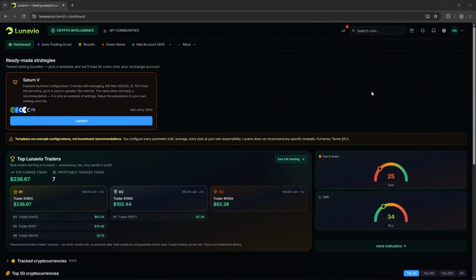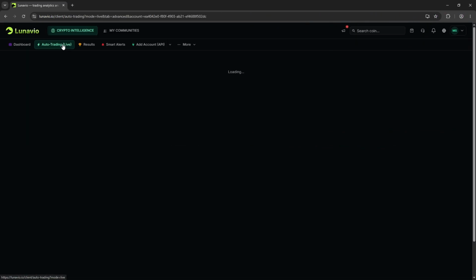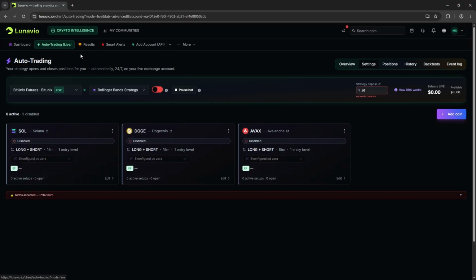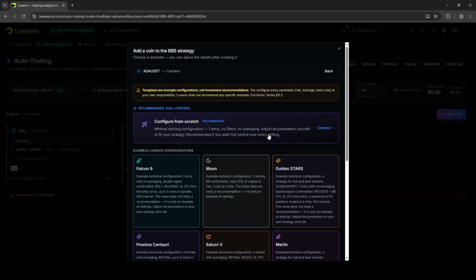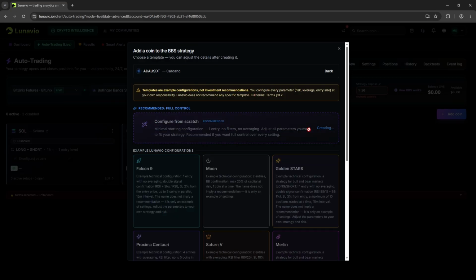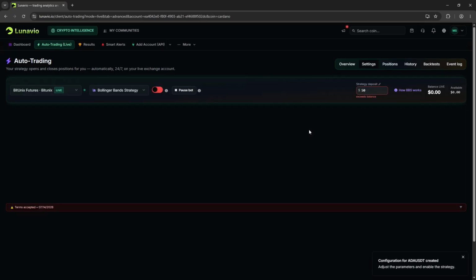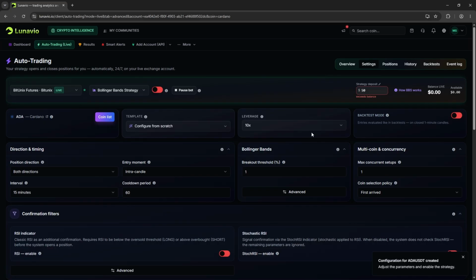What if I told you there's a software that can automate all of this for you? That's exactly what Lunavio is about. It is not another investment platform. You do not deposit any money. Lunavio is a tool that connects to your exchange via API, analyzes the market for you, and automatically opens and closes positions based on your custom parameters.